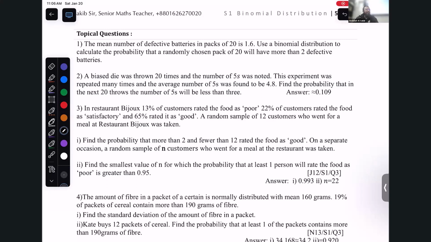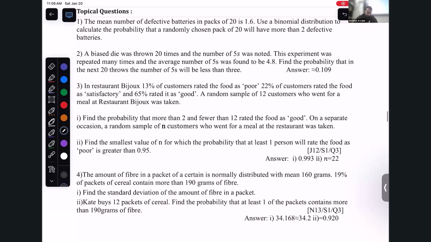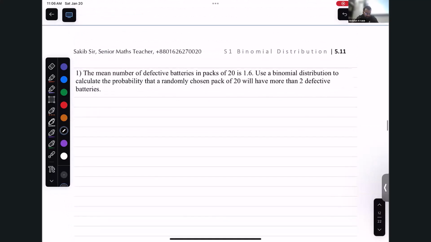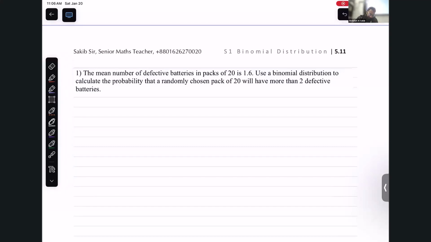Acha, so what's the formula for variance in binomial distribution? NPQ, isn't it? NPQ. Okay, now, the first question of topical question paper. The mean number of defective batteries in the packs of 20 is 1.6. So the mean is 1.6. Clear? That means EX is 1.6 in the packs of 20.